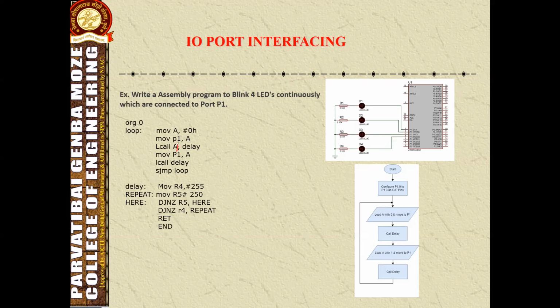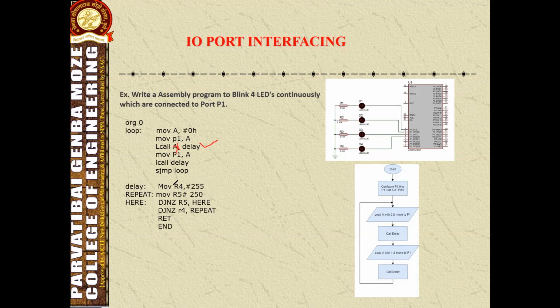That should not happen here. This is only call delay. So call delay is nothing but where is the delay here? The delay is here. After executing this instruction, the program counter will come here and start executing from here. So what is in the delay?